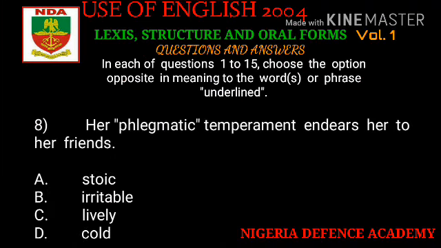Question number eight. Her phlegmatic temperament endeared her to her friends. Now, which of these options has the right answer? Option A, stuck. Option B, irritable. Option C, lively. Option D, cool. So, what do you think is the answer?